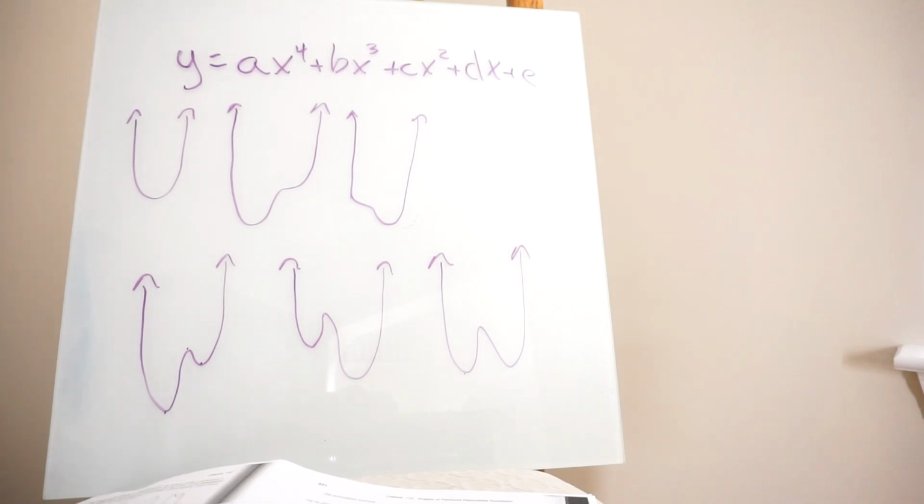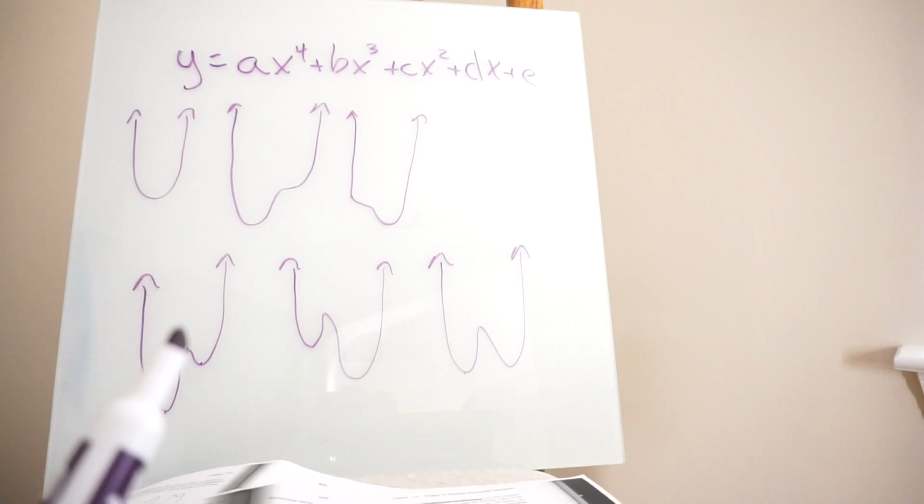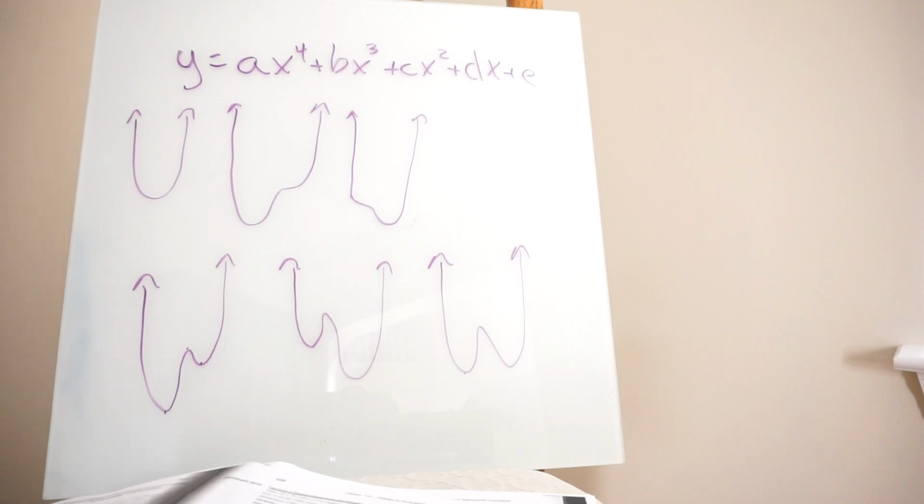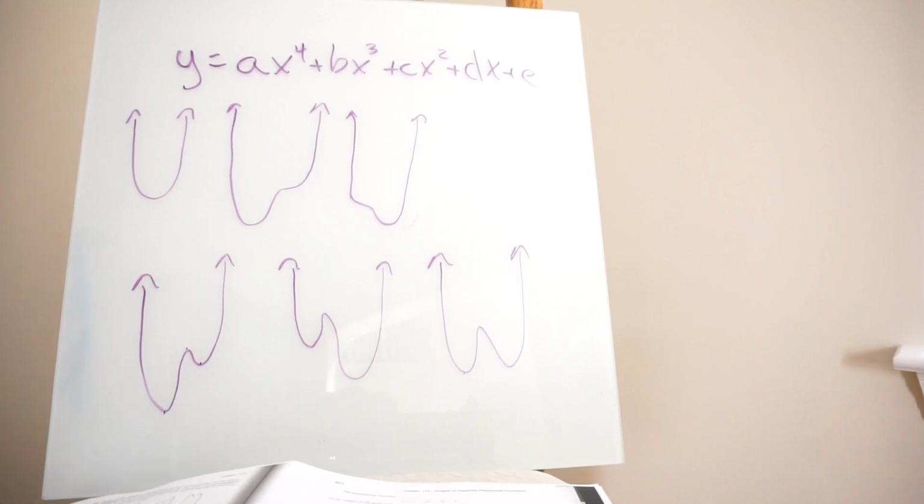If the coefficient a was negative, just like that negative x squared, these would all be flipped and would continue on negatively in both directions. Again, the constant e is going to affect the vertical position. So this gives you an idea of the shapes of cubic and quartic functions as well.